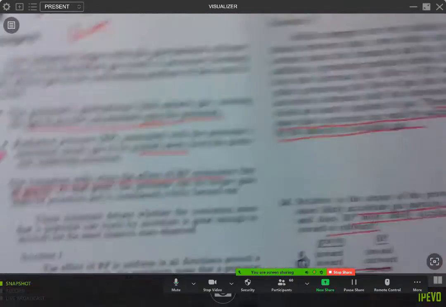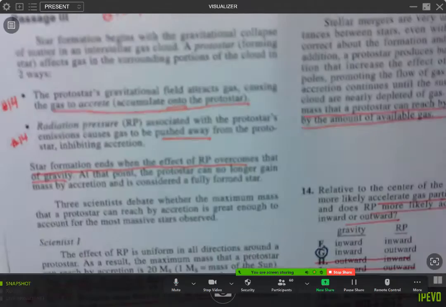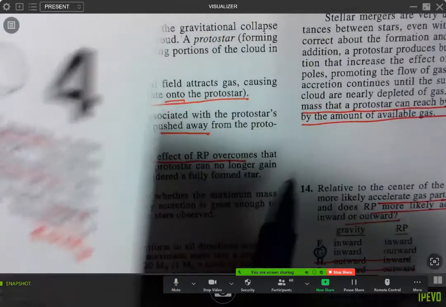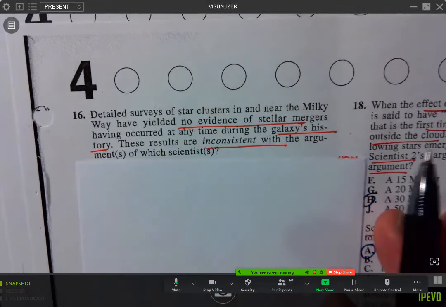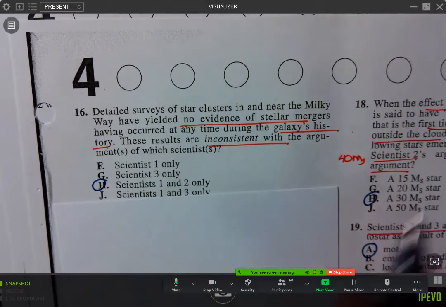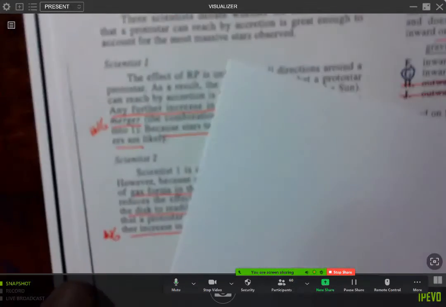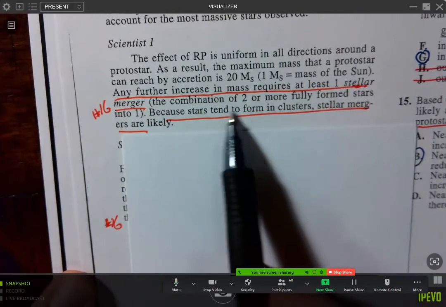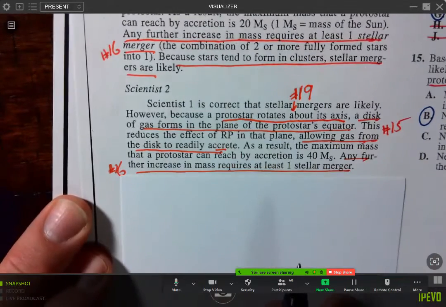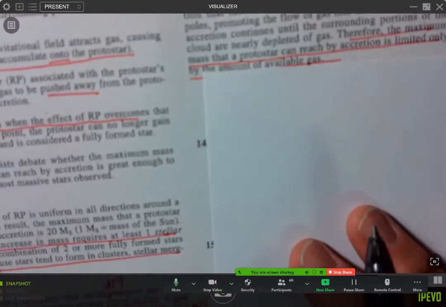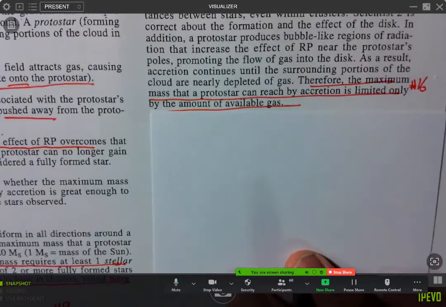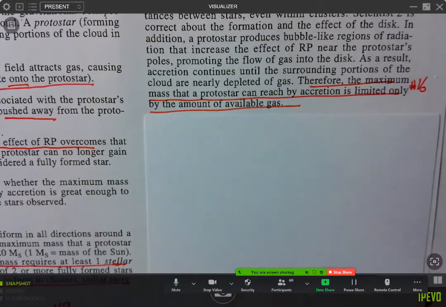Number 16. One second, I've got too many pages here. Question number 16 says, detailed surveys of star clusters near the Milky Way, blah, blah, blah, shows no evidence of stellar mergers. Who would that go against? Well, that would go against scientist number 1 and scientist number 2, because scientist 1 says that you would have stellar mergers. Scientist number 2 says you'd have stellar mergers, right? Scientist 3 says, no, nothing is going to happen like that. It's going to be limited to how much gas there is available. So only letter H, scientist 1 and 2.